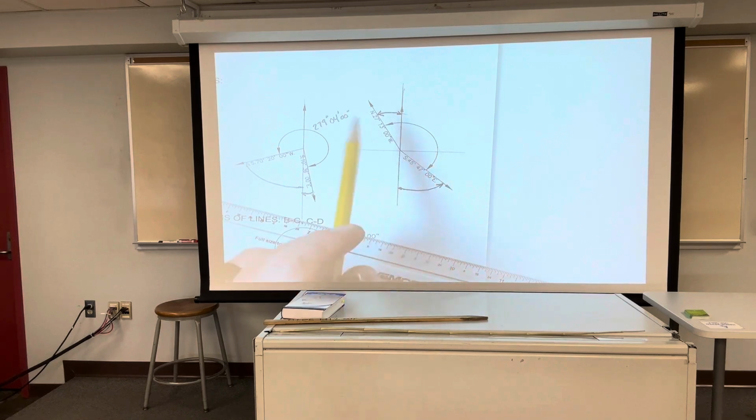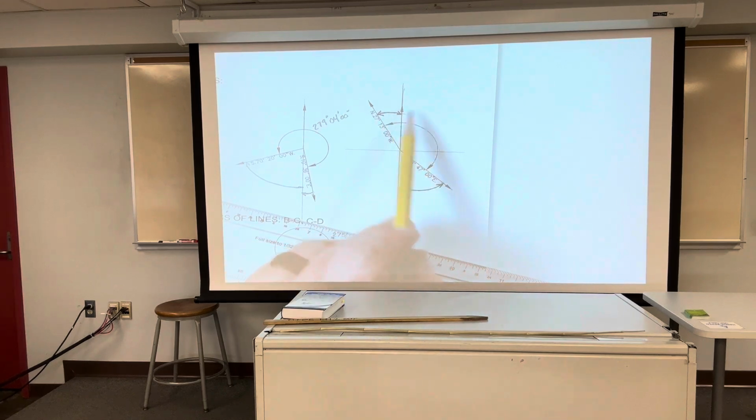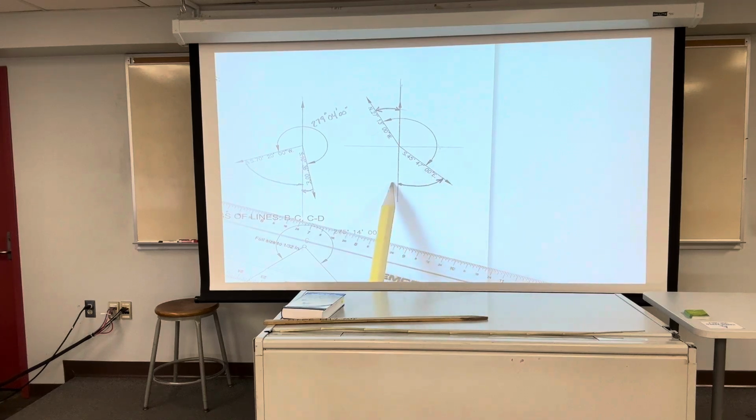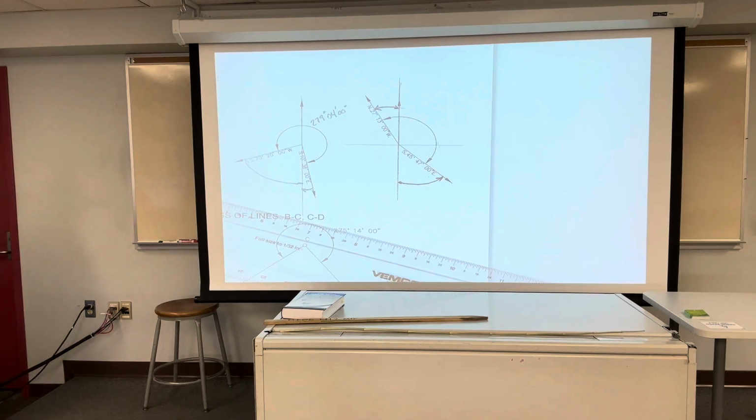So you took this plus 90 to come down to here, and then added another 90 and then subtracted again. You can do that. That works. There are a few ways to do this.